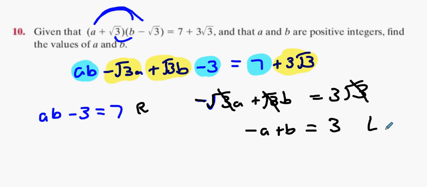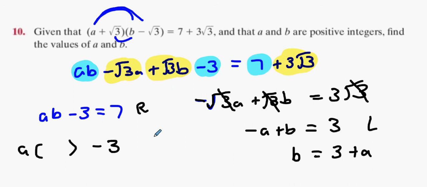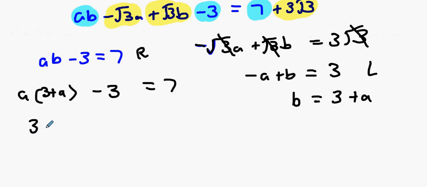Get one of the letters on their own. Yeah, I'll get B on its own. It's just easy there. B equals 3 plus A. Now what do I do? Sub it in. You're going to get a 3A plus A squared. Bring the 7 over there, and it's minus 10. Is that right? Yeah, we're in business.